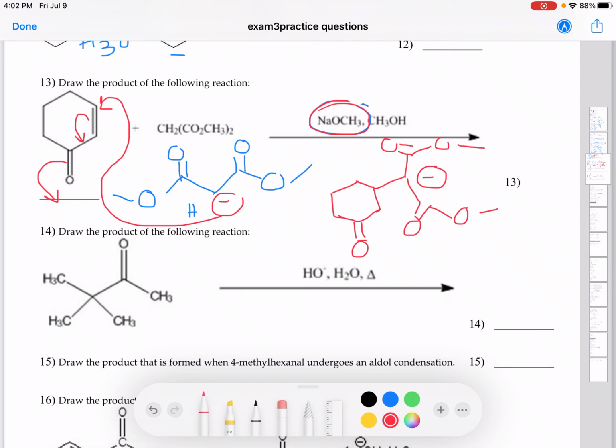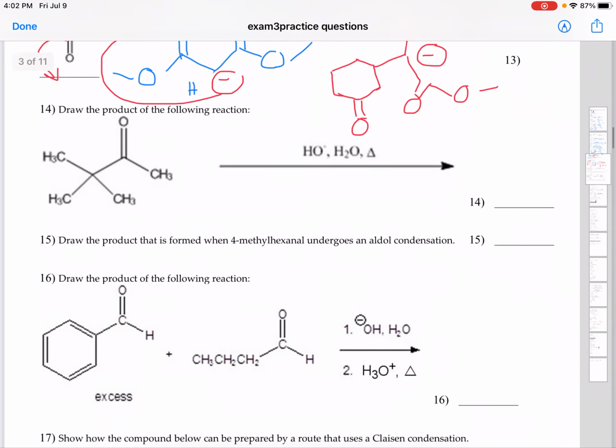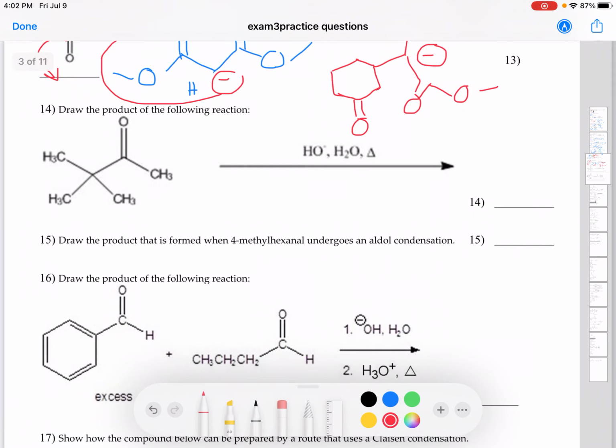And then number 14, draw the product of the following reaction. What you are doing here is, okay, you have a ketone with an alpha hydrogen, and then you are reacting this in the presence of hydroxide and water, and you are also heating it up. So what kind of a reaction is this? This is the aldol reaction. Aldol reactions, so you can react the molecule with itself in the aldol reactions.